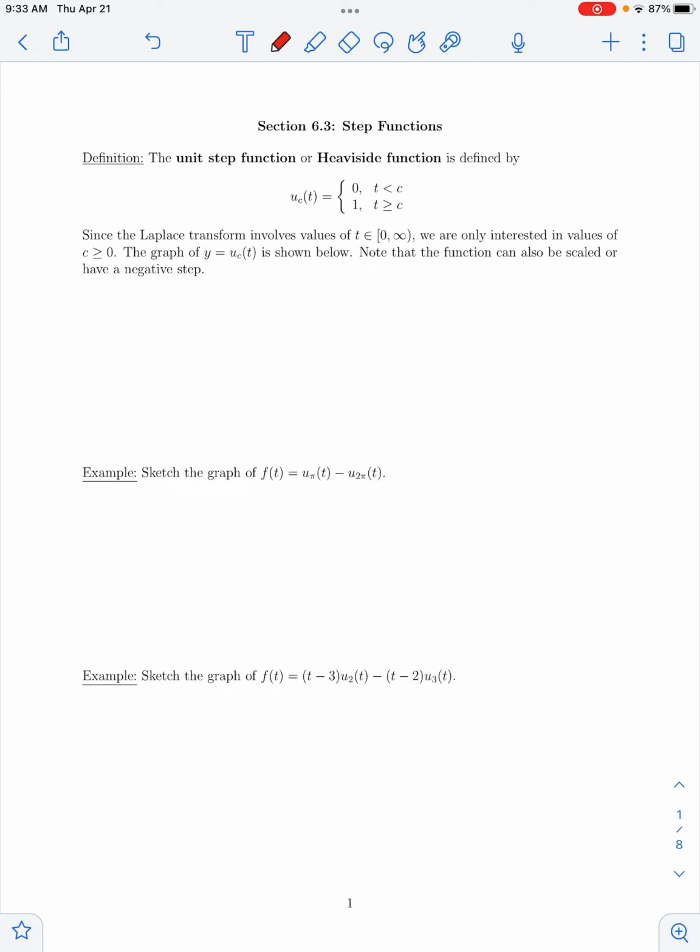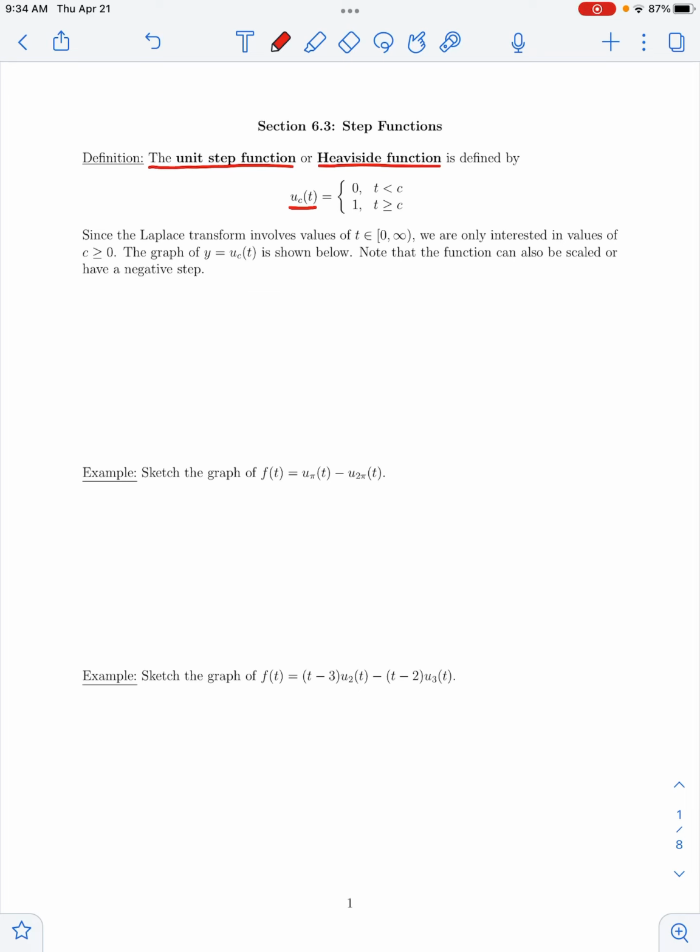So let's start with a definition of the unit step function, or sometimes called the Heaviside function. And it's the function defined as follows. So let me start with notation. We denote the unit step function as u subscript c of t, and this is the notation used in the Boyce and DiPrima textbook, which is what my notes follow.